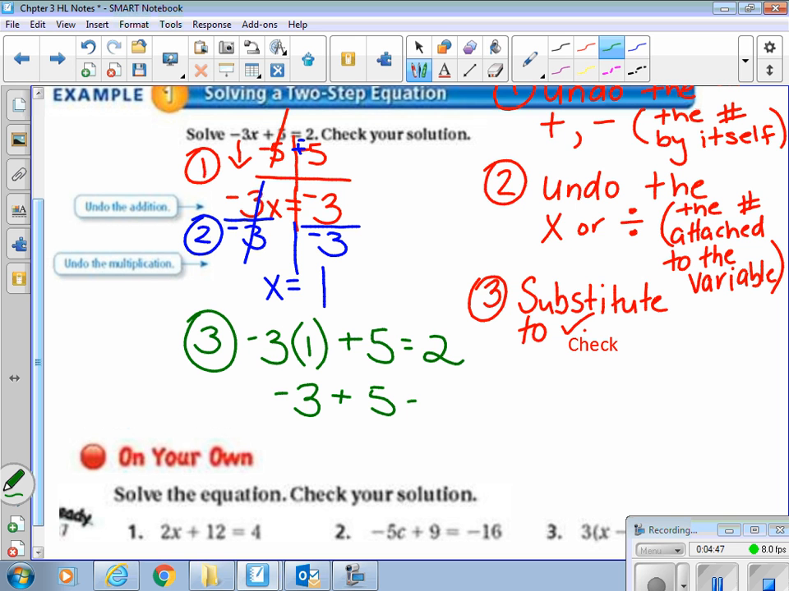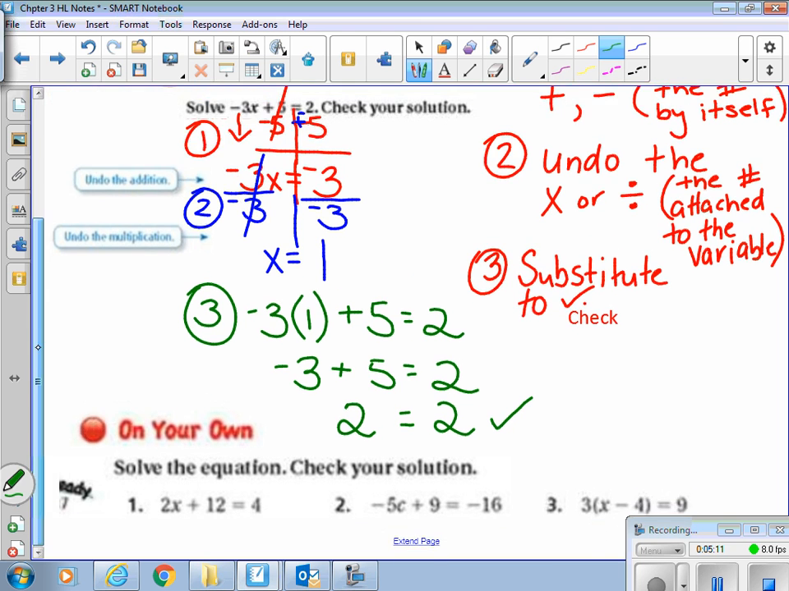Negative 3 plus 5, I'm adding integers where the signs are different, which means we really subtract. Different signs means find the difference. The difference between 5 and 3 would be 2. The sign of the higher absolute value would be that positive 5. So I end up with 2 is equal to 2, which is a true statement, which means that my answer is correct.